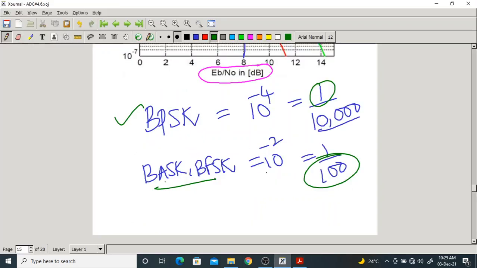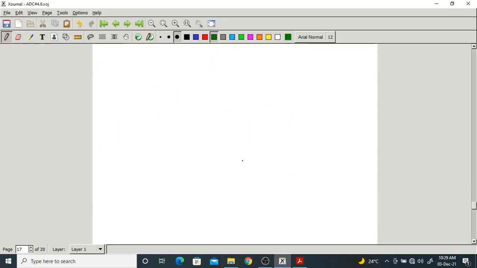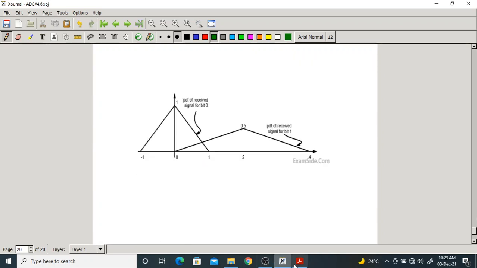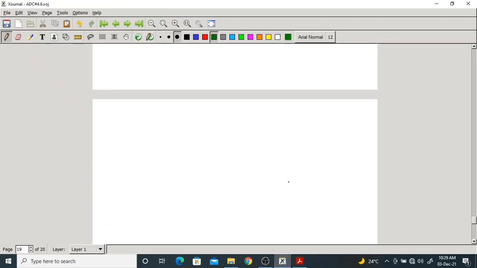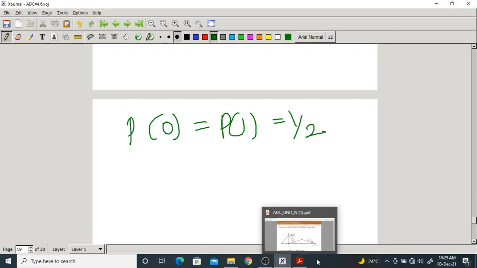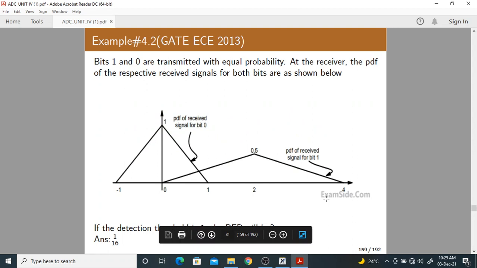So let us take an example here. Yeah, this is a problem. What does the problem say? Bits 1 and 0 are transmitted with equal probability. So you write everything properly, understand the things properly. The probability of transmitting 0 is the same as 1. Obviously that should be 1 by 2. At the receiver, the PDFs of the received signals for both bits are shown below.